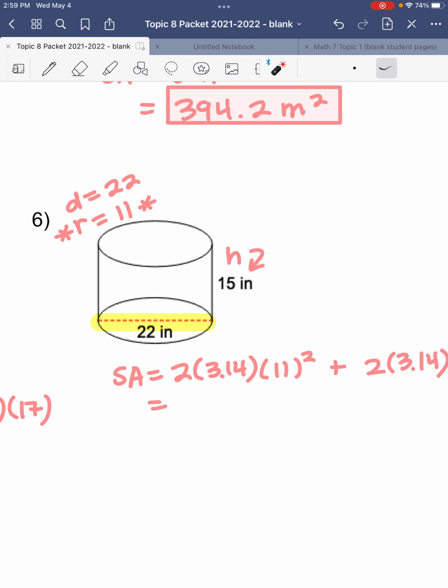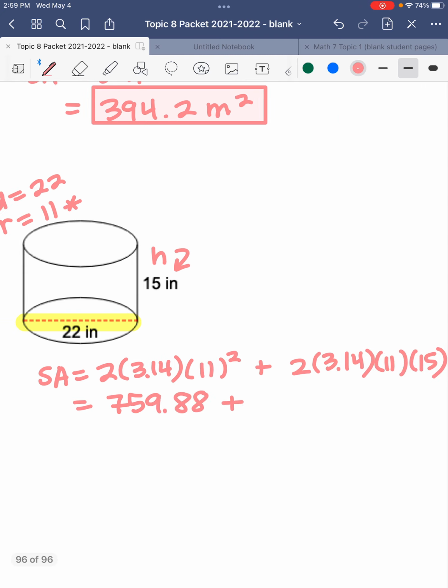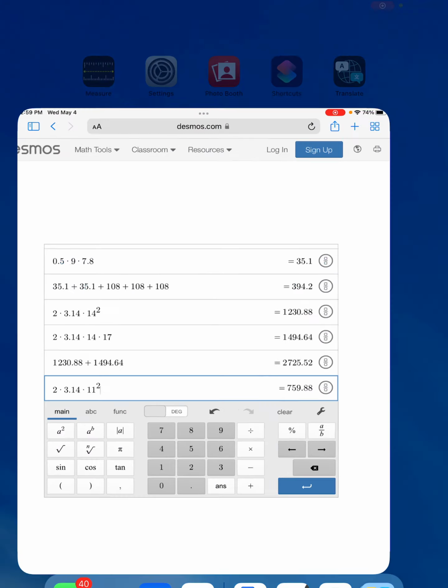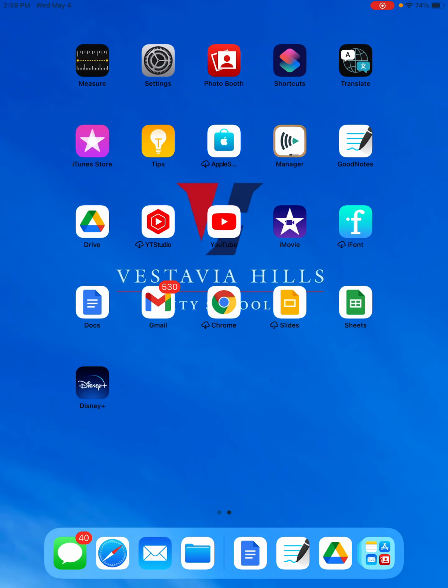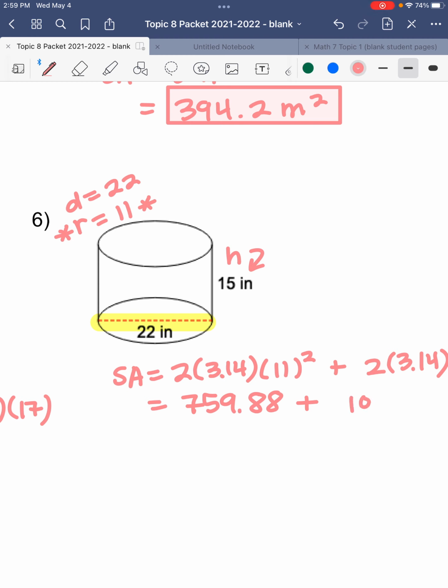759.88. So 759.88. Now I'm going to add my second piece to that, but I need to put that into my calculator first. So we have 2 times 3.14 times 11 is my radius times 15 for my height. And I get 1,036.2. So 1036.2.